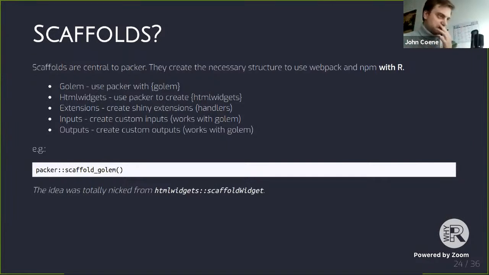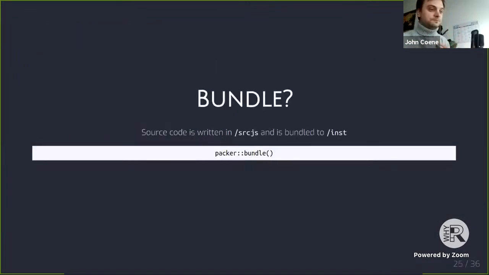So what can you scaffold? Well, if you have a golem app, you can simply scaffold for the golem app. If you want to create HTML widgets, you can build different scaffolds for your HTML widgets. Same for extensions, which you might know as handlers in Shiny. Custom outputs, custom inputs, etc. You're not limited to one scaffold per project. You can have multiple ones.